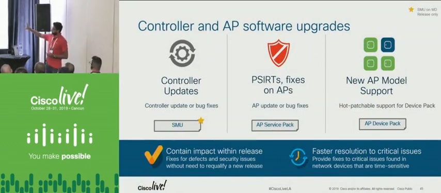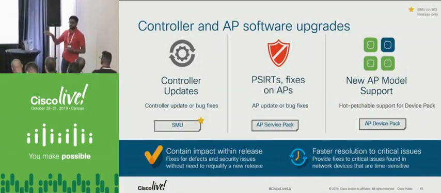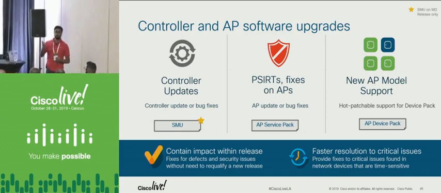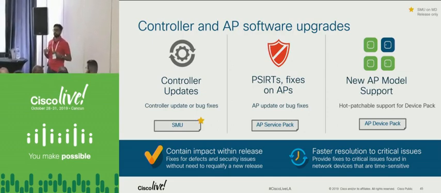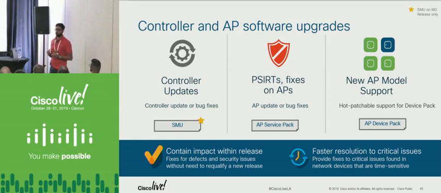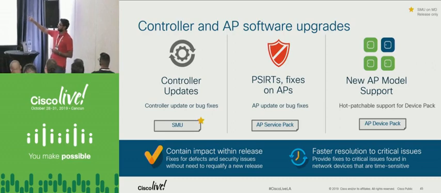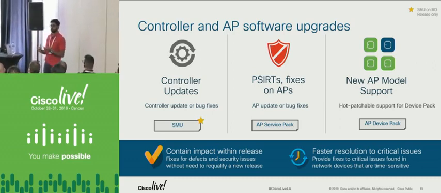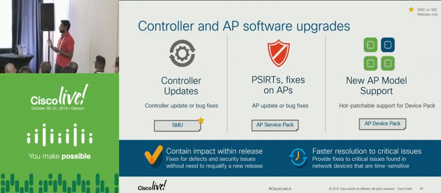So for any controller upgrade, imagine this like your maintenance upgrade. From an iOS terminology, let's say you're upgrading from 8.5.120 to 8.5.150. You don't necessarily upgrade within the same branch because you actually want a different feature. You upgrade to fix bugs or PCerts. So we have something called software maintenance upgrade, SMUs, for controller updates on 9800. And all AP side fixes go under AP service pack.